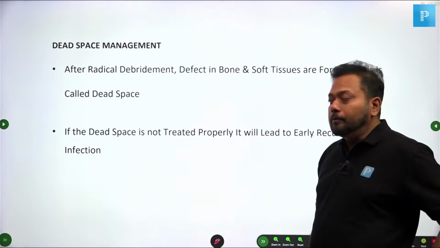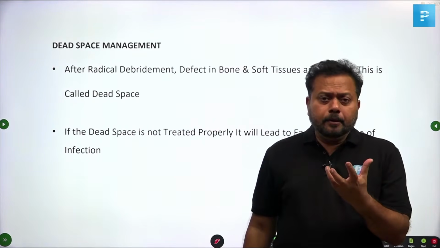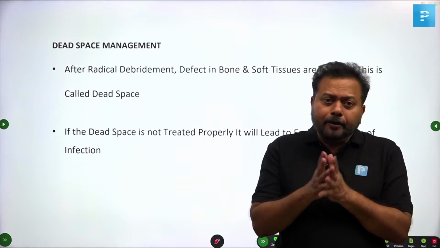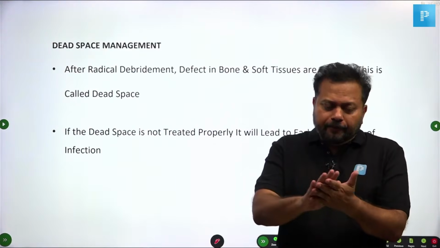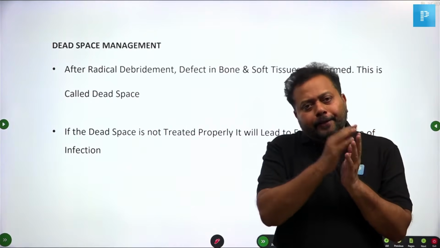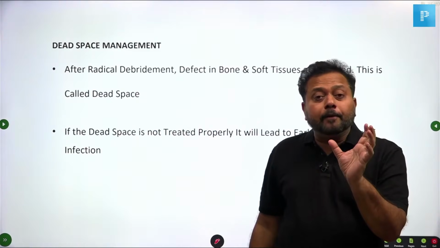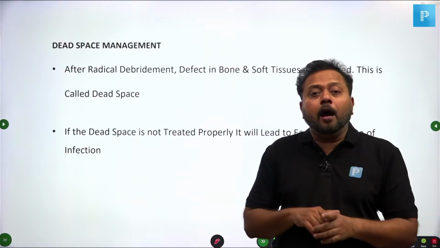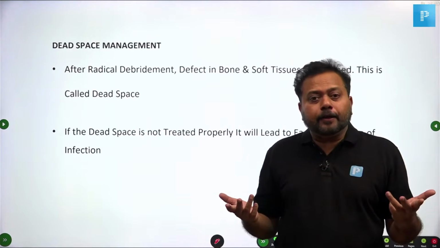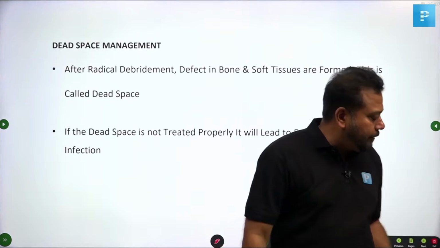The dead space management, how will you do? You take a bone cement, impregnate that cement, mix the cement with antibiotics. Antibiotic mixed bone cements are available. Fill the space with that. Why am I telling you? You are doing sequestrectomy or removing the dead piece of bone, so the big cavity is there, that part becomes very weak. So that area is more prone for pathological fracture. To avoid that, you have to fill the cavity with a bone cement.